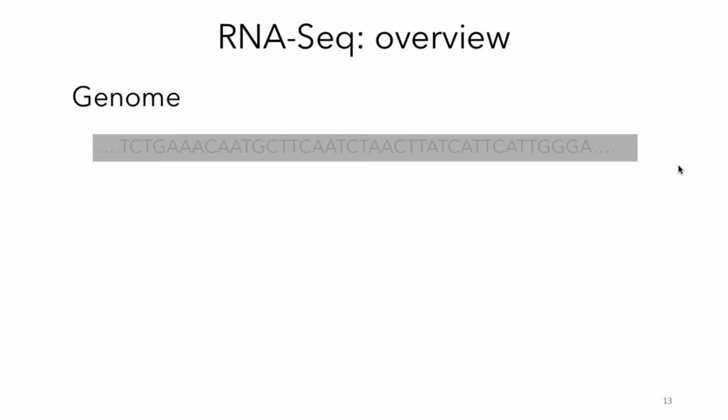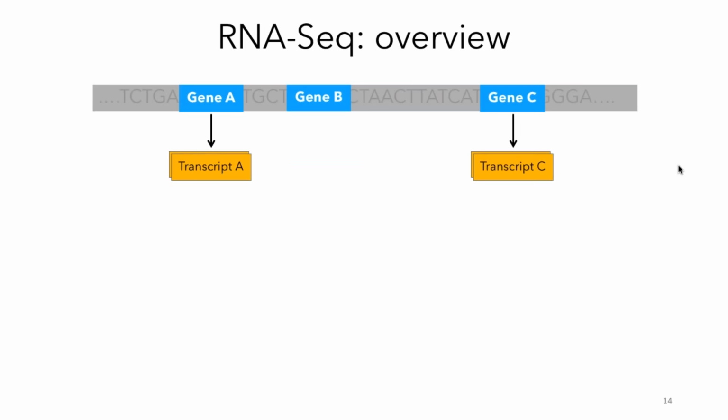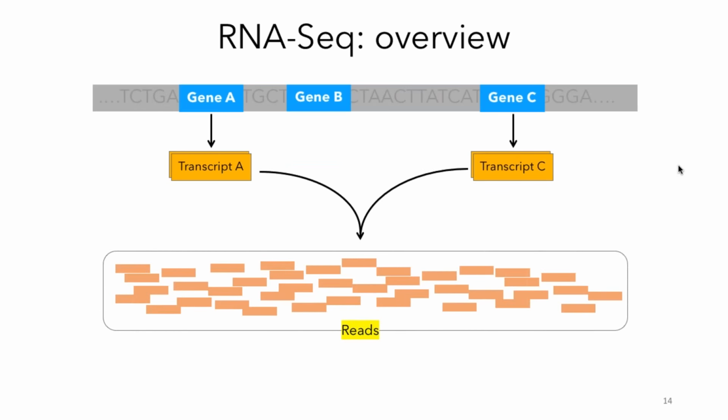So this is the genome, some sequence in the genome. We have in this sequence a number of genes: gene A, gene B, and gene C. Now, not all genes are going to be expressed, so we will only have, for example, transcript A and transcript C. Those, in turn, are turned into reads, and so we have many, many reads that represent many genes. One of the challenges is mapping those reads back to those genes and then quantifying the reads aligned with specific genes.